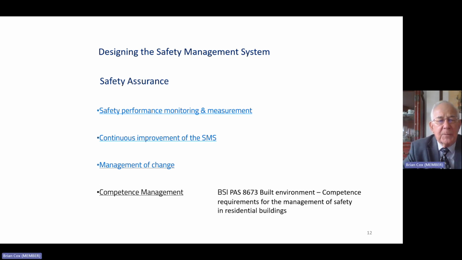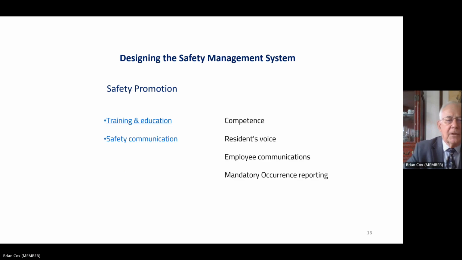Safety assurance is performance monitoring and measurement. So it's really checking whether what you think is controlling your safety is actually working. Continuous improvement. Management of change is important. And competence management. So competence management, it might be helpful for you to read BSI PAS 8673, which is competence requirements for the management of safety in residential buildings. So the last one is safety promotion, which is training and education, safety communications, employee communication, of course, and mandatory occurrence reporting.